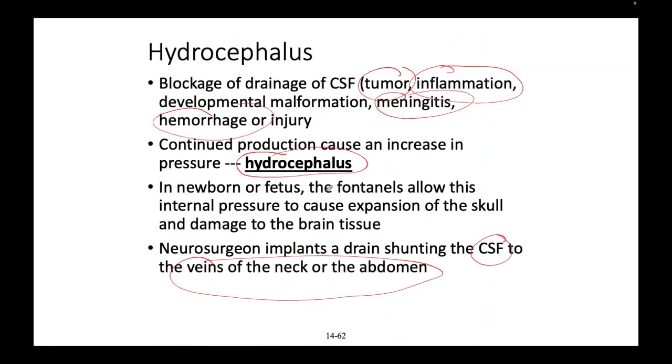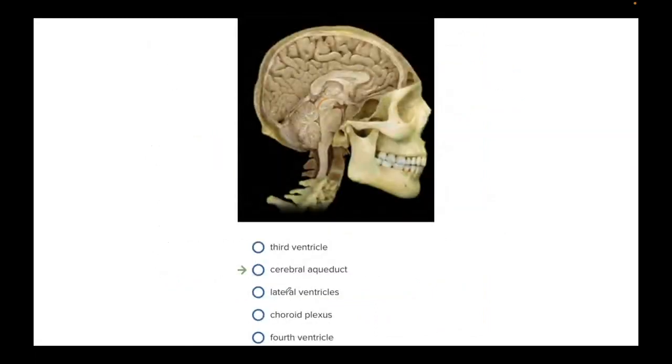Because the pressure in newborns, the fontanelles allow the internal pressure to cause expansion of the skull, and we don't want it to damage the brain. Okay, so they have to shunt that fluid out of there. That's called hydrocephalus. So the cerebral aqueduct, it's very faint, but you can see right there, that orange structure right there is the cerebral aqueduct.